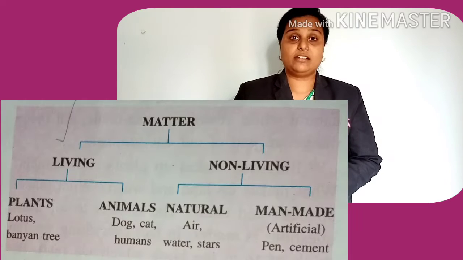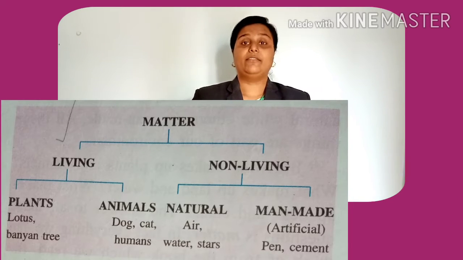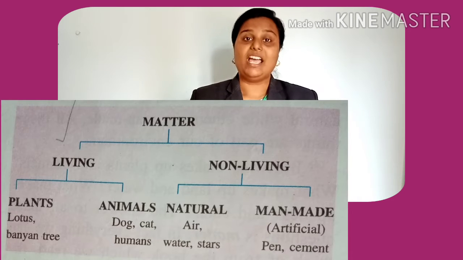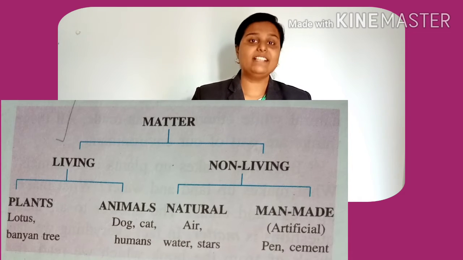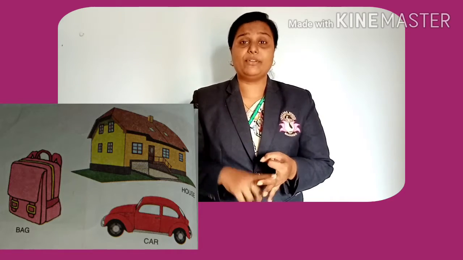What is living matter? Those that can reproduce, grow and move by themselves are called living matter. Non-living matter is the straight opposite: that which cannot grow, move or reproduce by itself is called non-living matter.